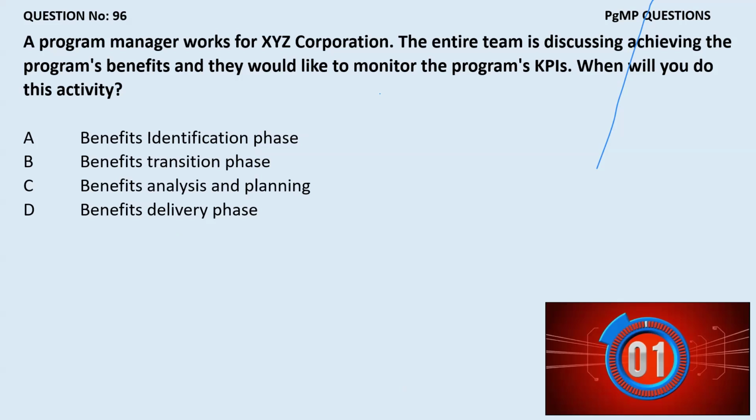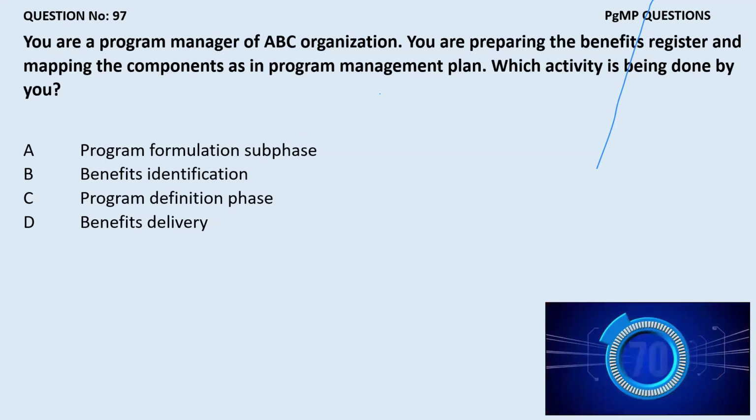Okay, so in this question D, clear to everybody? 96 is D. 97.